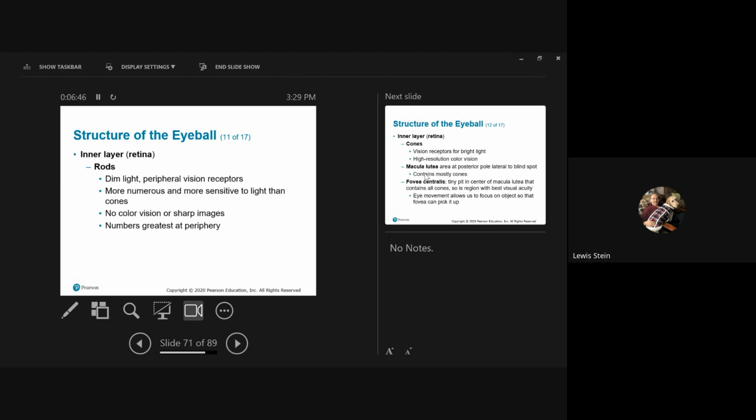So the rods: dim light, more numerous by a considerable amount, not particularly sharp. Again, I think I told you that.